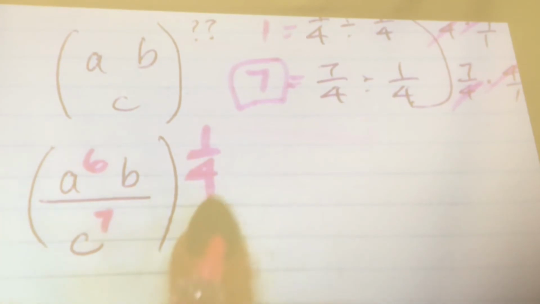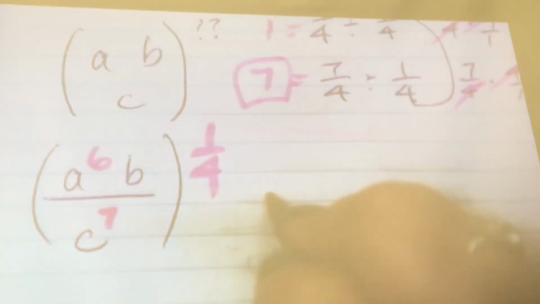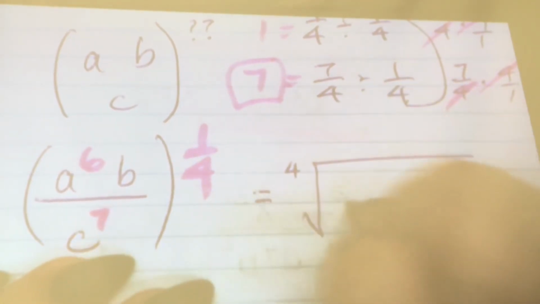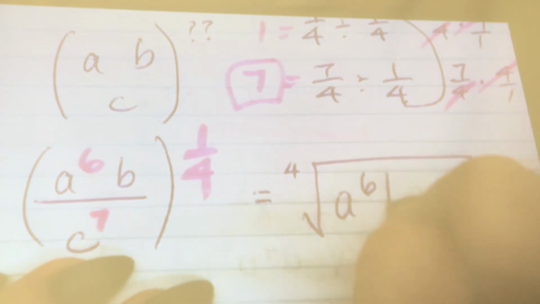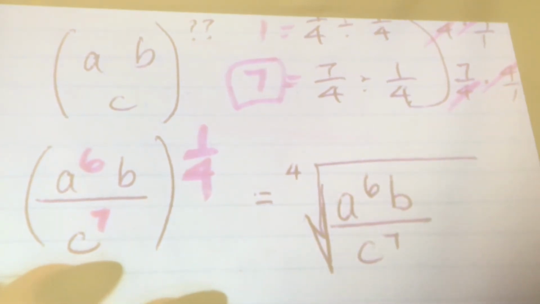We're not done yet because this 1/4 can be written as the 4th root. So my final answer is going to be the 4th root of a to the 6th b over c to the 7th. And I'm going to make sure that that's extended out.